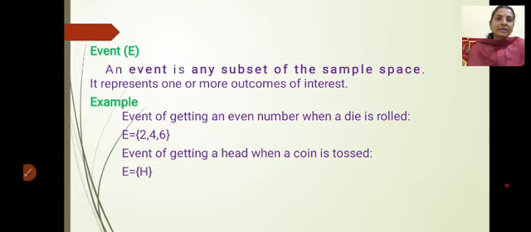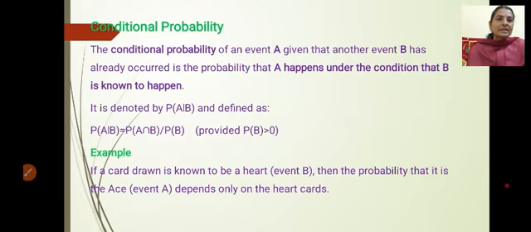Event. An event is any subset of the sample space. It represents one or more outcomes of interest. Example, the event of getting an even number when a die is rolled. Example, 2, 4, 6. Another one is the event of getting a head when the coin is tossed. Example, head. Next one is conditional probability.